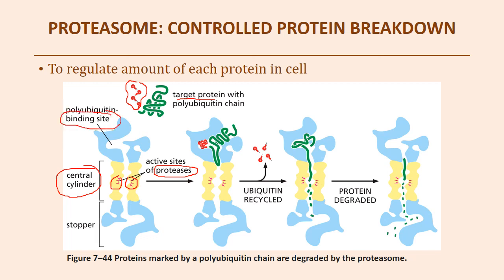Once it's in the binding site, as you can see here in step number 2, it will allow the ubiquitin to become separated from the tagged protein because we want to recycle it all over again. And then the tagged protein will be forced into the cylinder section where it will interact with the active sites of the proteases. And as you can see, the peptide bonds are being cleaved, and what comes out of the proteasome are going to be the individual amino acids that we can then recycle as we continue to complete our transcription and translation step over and over again.